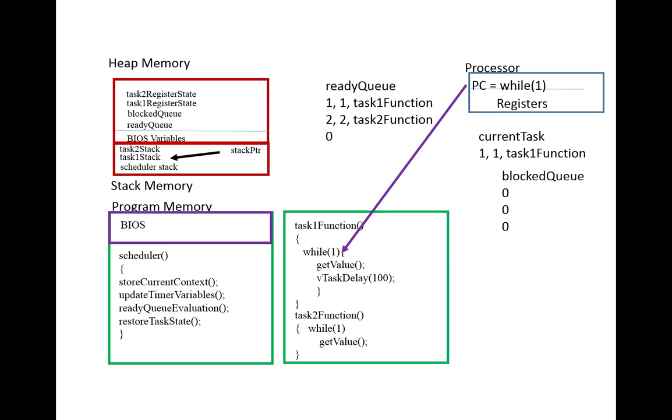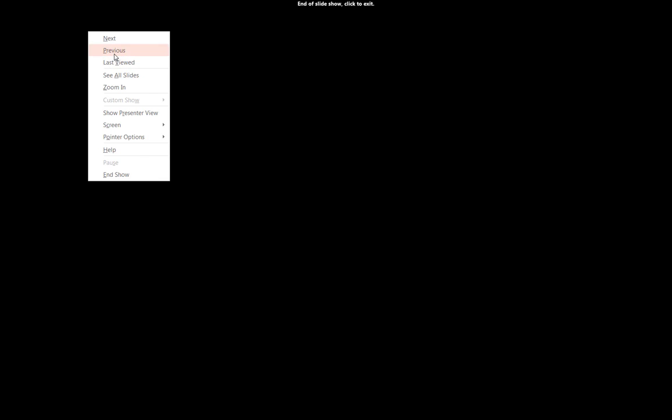And we're going to go ahead and run the task 1 function. Notice we're not going to start at the start of task 1 function. Rather, we're going to go to the location of the next instruction right after vTaskDelay. In this case, it's our while loop. So that's where we left the function. That's where we're going to go back in. And we're going to get the value, and then we're going to hit vTaskDelay.